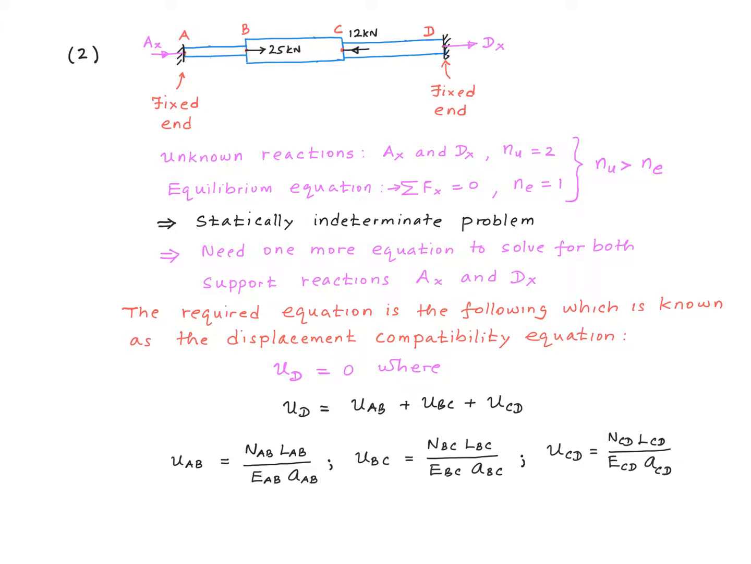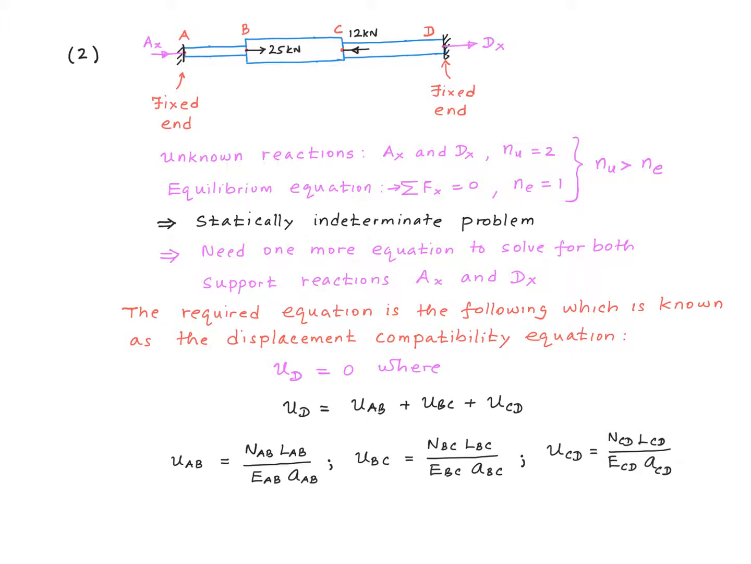The equation is that the displacement at point D is 0. We have a fixed support at point D, right? And therefore the displacement at that point has to be equal to 0. We follow the same approach as before for calculating the displacement of point D. In other words, we go ahead and calculate the deformation of segment AB, segment BC, segment CD, right? And then we sum up the three algebraically with some sign convention in mind in order to express the displacement at point D, right?